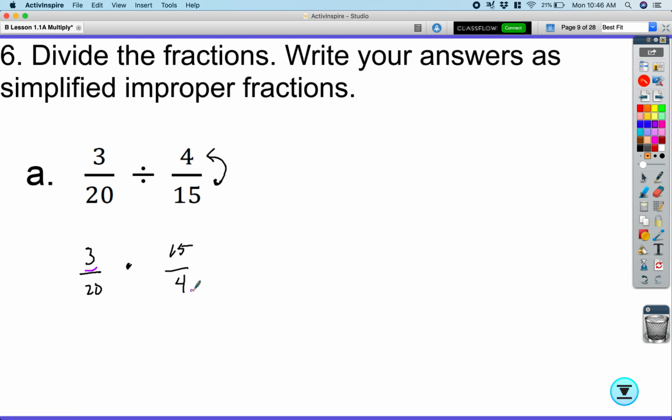So I look at the 3 and the 4, and you can't simplify those. But if you looked at 15 and 20, what is the same number that you can divide both of those? Hopefully we can figure that out, that is 5. So 15 divided by 5 is 3. 20 divided by 5 is 4. So I have two new fractions of 3 over 4 times 3 over 4. And all I do now is multiply straight across to get 9 over 16. Boom.